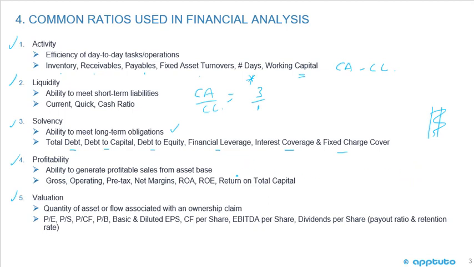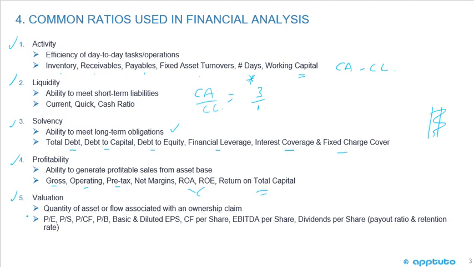In terms of profitability, that's the ability to generate profitable sales from an asset base. So we look at gross profitability, sales minus cost of goods sold, gross profit. Operating profitability, same thing. We're putting things as a percentage of sales, okay, to get our margins. Then we can look at our returns, return on assets, return on equity. Again, we're using balance sheet data, so we use an average, and return on total capital.